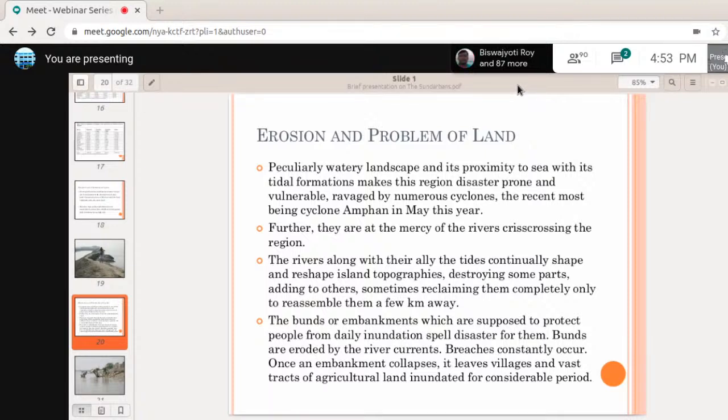And the other is when embankments are breached, damaged, and they collapse, and they inundate during a cyclone or a super cyclone. The first lifeline goes, the embankment collapses. It leaves villages and tracts of agricultural land inundated for a considerable long period of time.